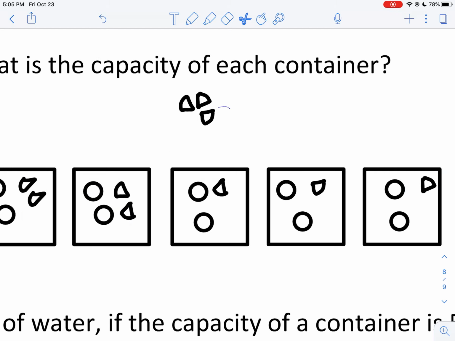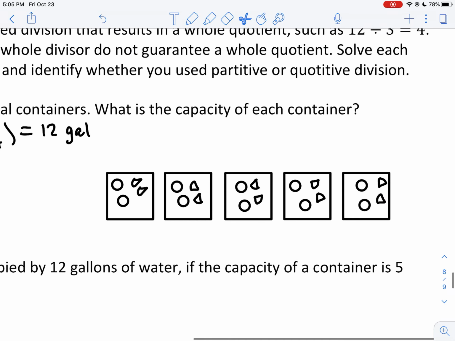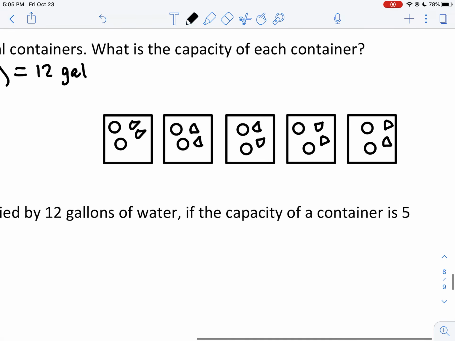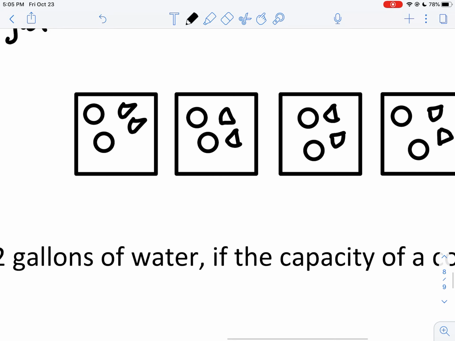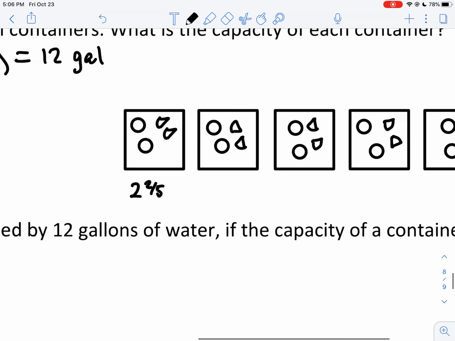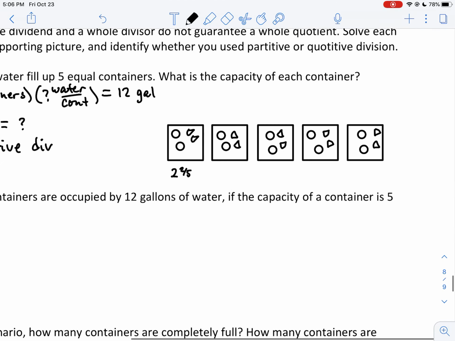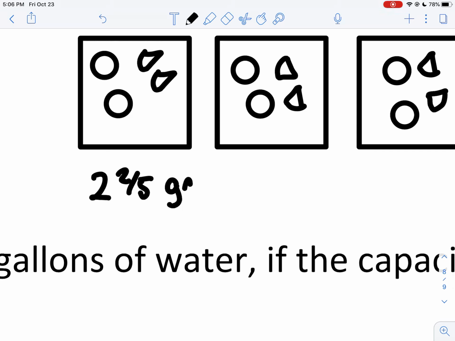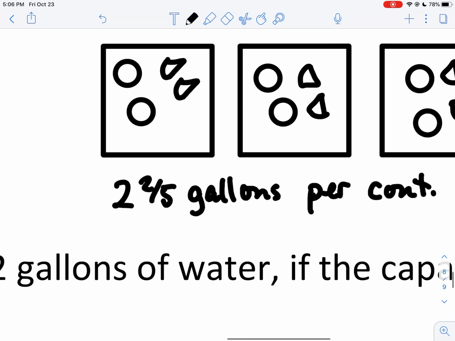And then do the same thing for the second gallon. And knowing that I was going to get 2 of those fifths in each one, I could have just put them in groups of 2 and moved them. All right, so this tells me that each container has 2 and 2/5 gallons. Gallons of water, right? Per container.